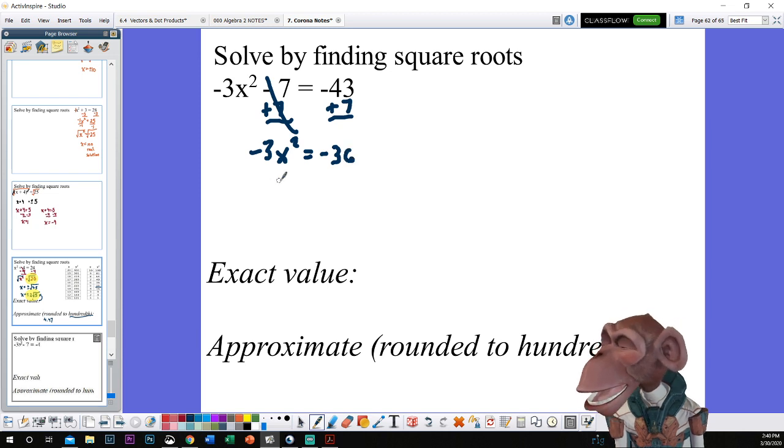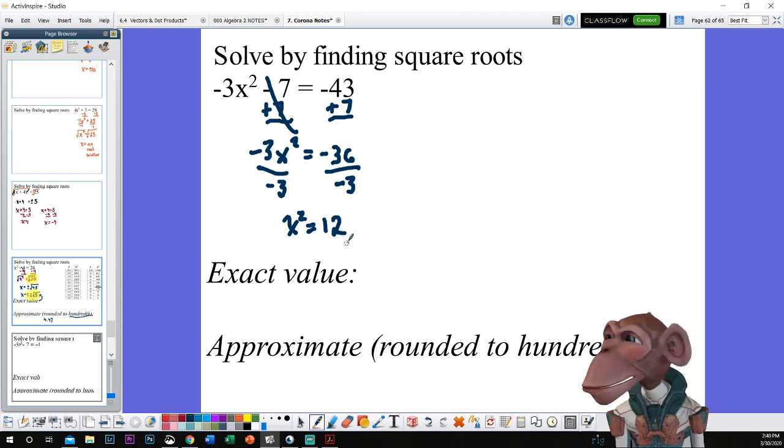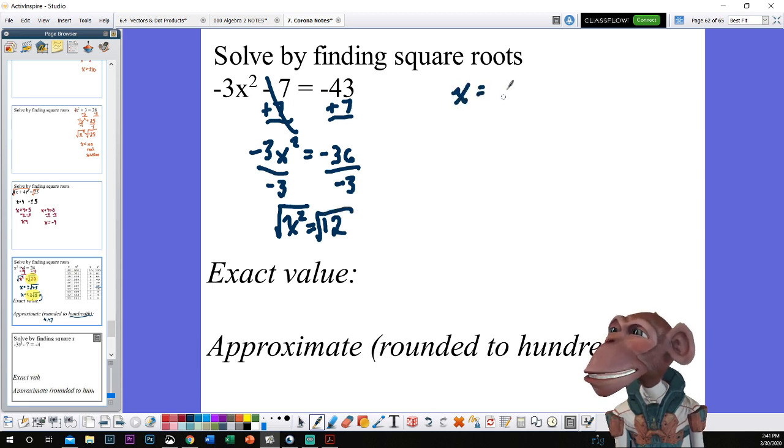Sorry, I was thinking it was going to equal something else. Then I divide by negative 3, and I got x squared equals 12. Everyone okay with that? Next, you square rooted both sides, and I got x equals square root of 12.